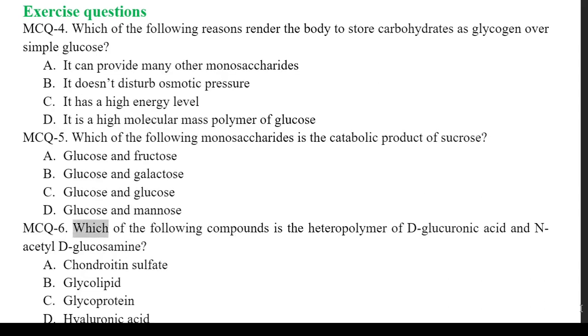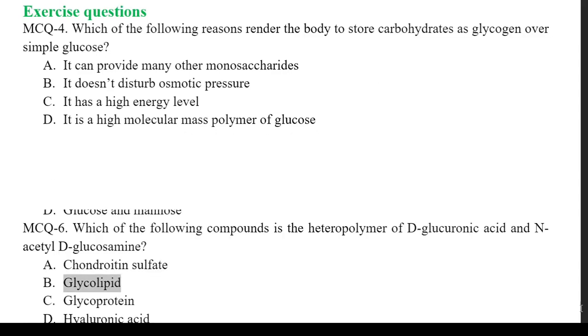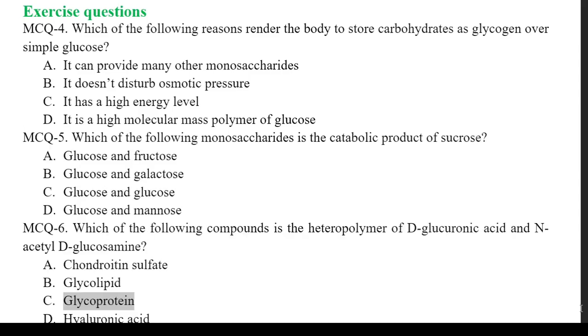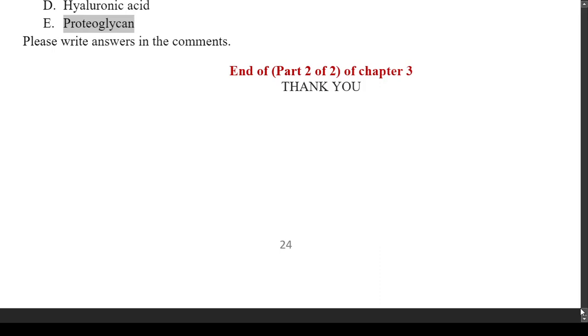MCQ 6. Which of the following compounds is the heteropolymer of D-glucuronic acid and N-acetyl D-glucosamine? Chondroitin sulfate. Glycolipid. Glycoprotein. Hyaluronic acid. Proteoglycan.